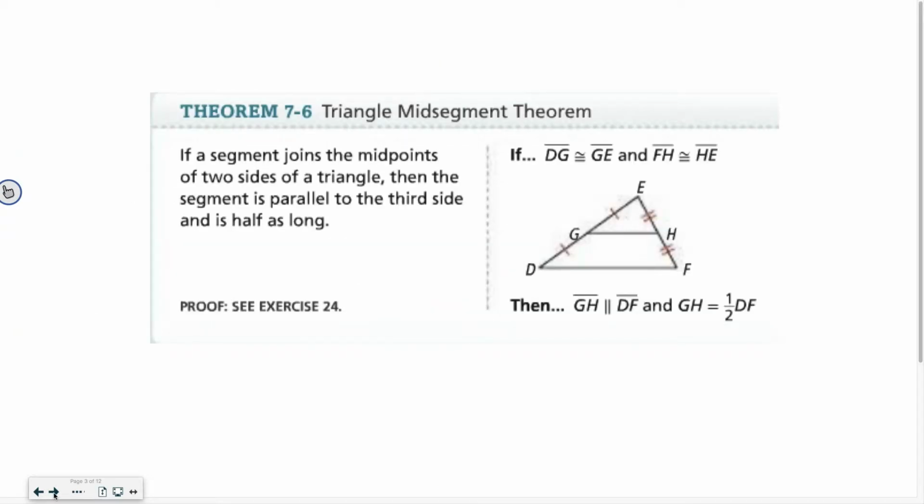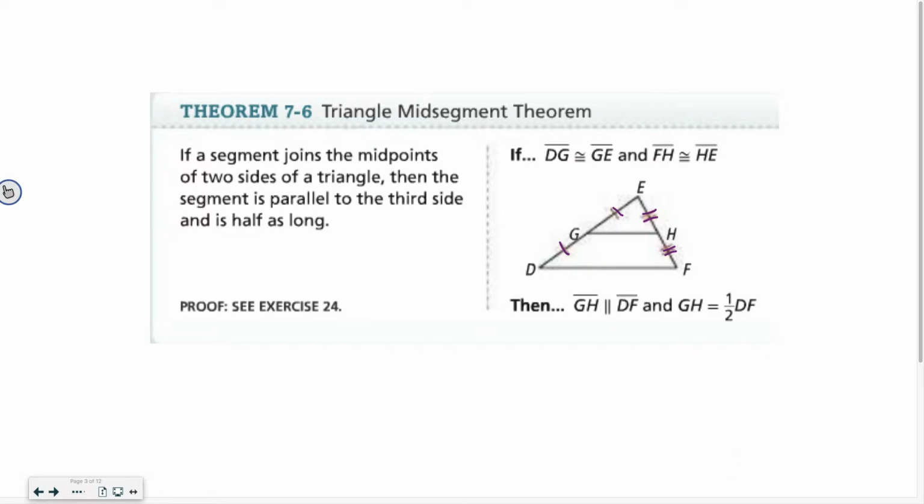So then here is a theorem, Theorem 7.6, called the triangle midsegment theorem. If a segment joins the midpoints of two sides of a triangle, so that means DG would be equal to EG, and EH would be congruent to FH.